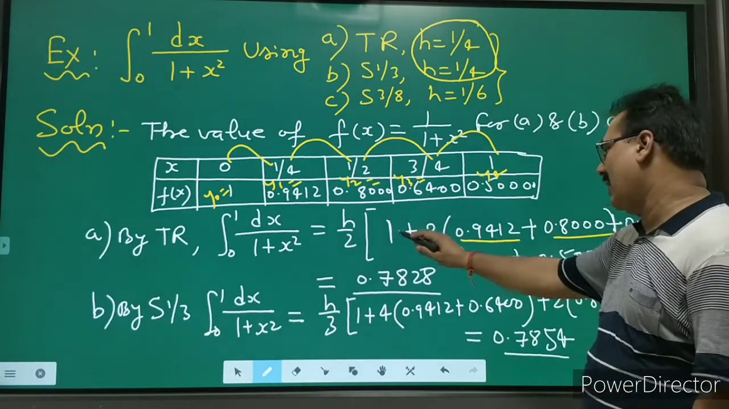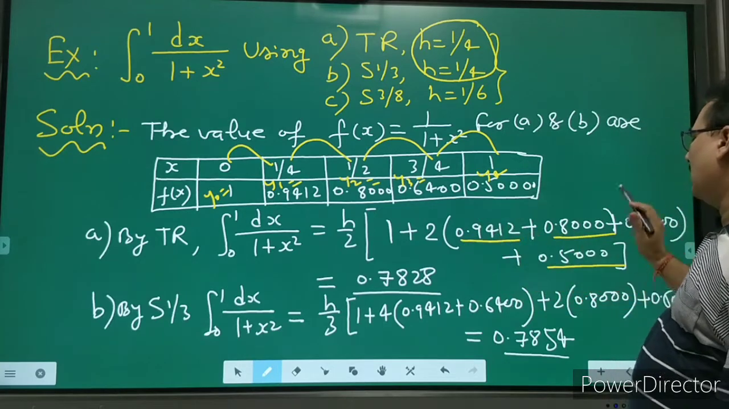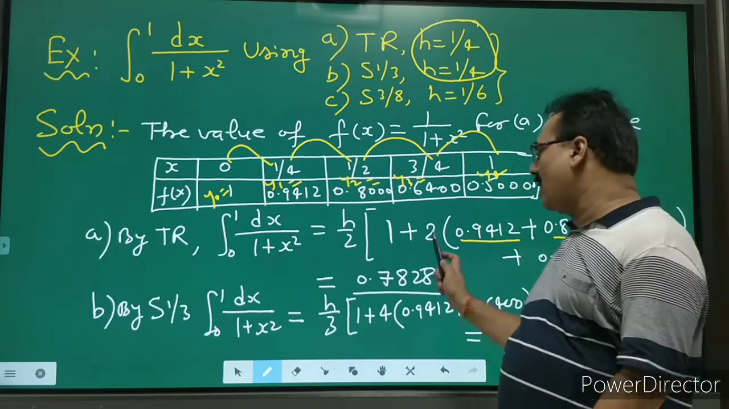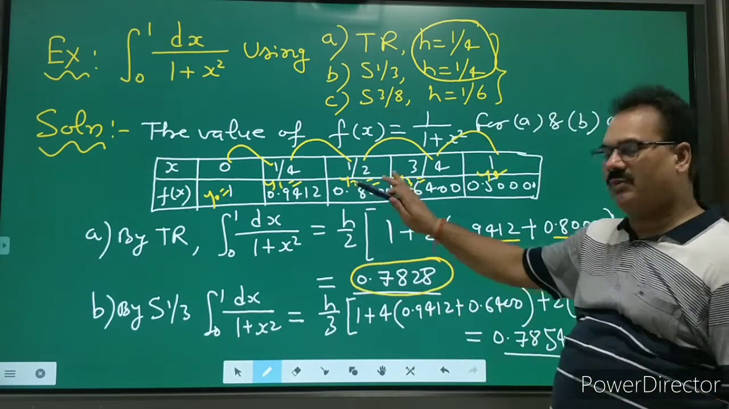So first ordinate y0, this is the last ordinate, and in between are y1 plus y2 plus y3. So now after putting all the values, you will get 0.7828 by using the trapezoidal rule.